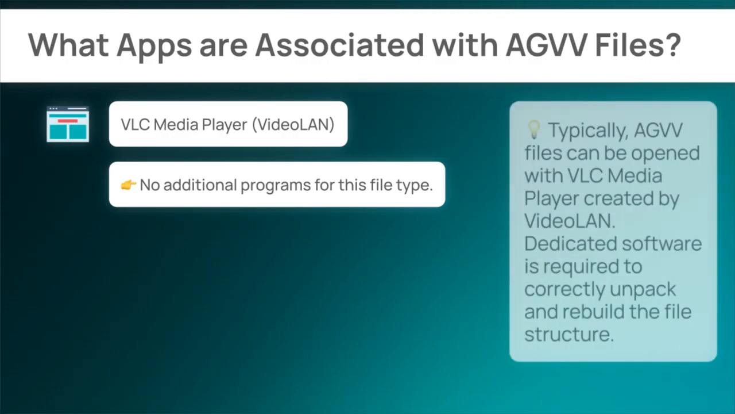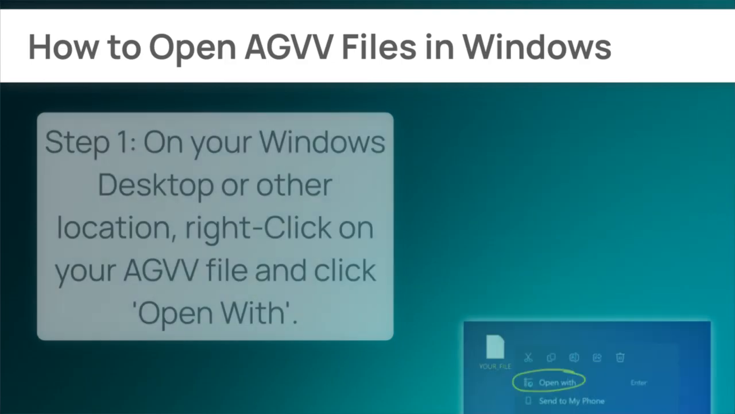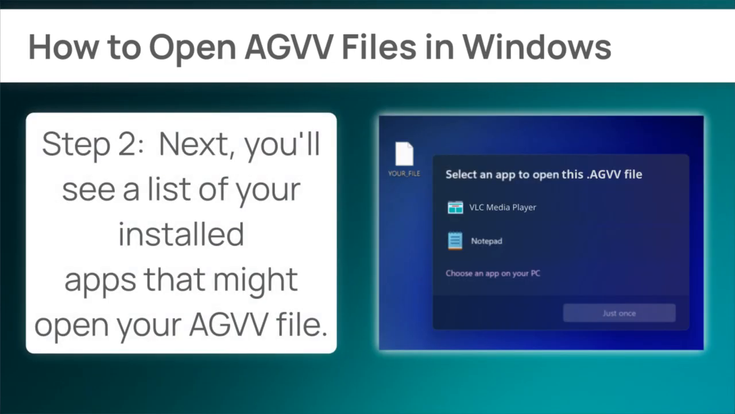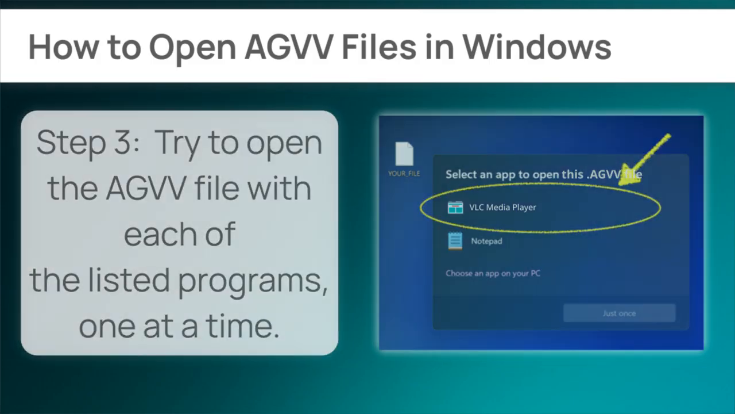Dedicated software is required to correctly unpack and rebuild the file structure. Windows supports playback for many formats, but unsupported ones require additional components. To open this specific AGVV file, right-click your file and select Open With. If VLC Media Player is available, use that first. If it's missing, choose another program. Don't worry if it takes a few tries.